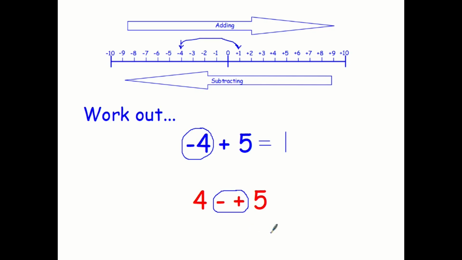So let's have a look at what those rules are. Now, don't worry if they all look a little bit confusing to begin with. Hopefully the examples that follow will clarify things. But let's just have a look at what the rules are to begin with.